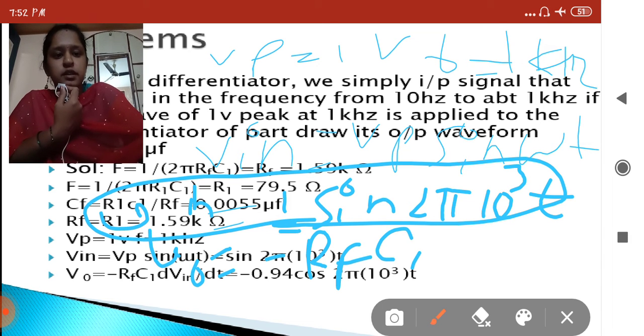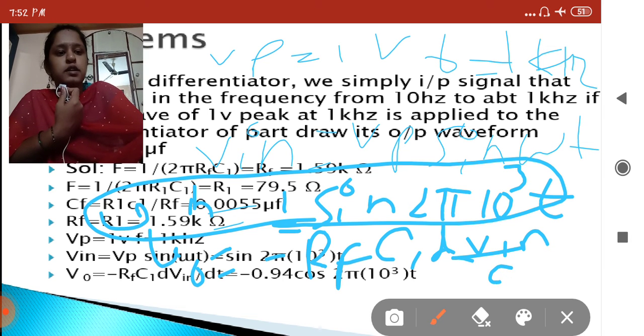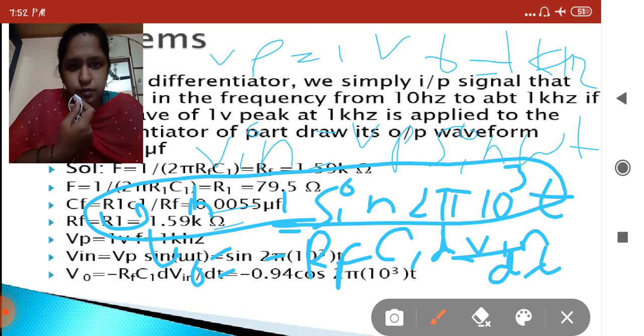C1 times the differentiation of Vin divided by dt, that is dVin by dt. RF is 1.5.